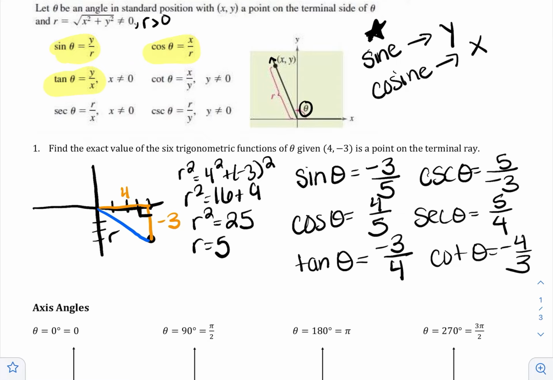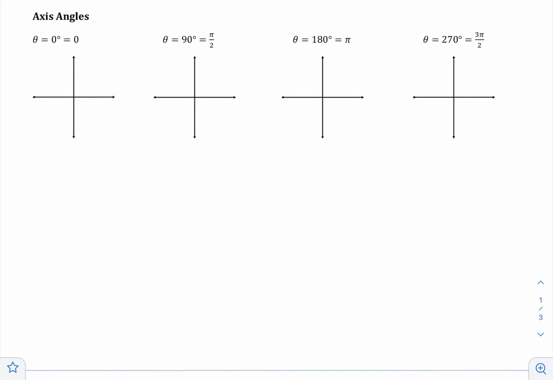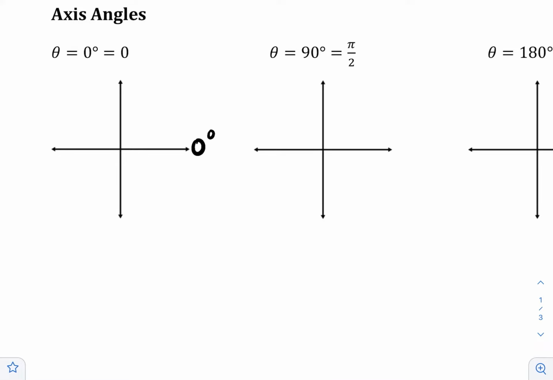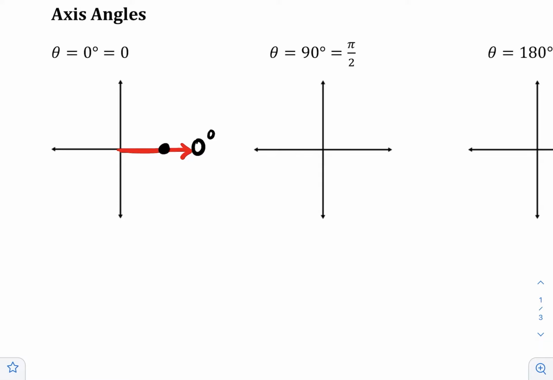Okay, so now that we have created this definition, we can evaluate our missing 4 golden angles. So we have done 30, 45, and 60, and now we can do 0, 90, 180, and 270. And we do them all very similarly. So I'm going to begin with 0 degrees. So the way that we do that is, this is 0. We're going to pick a point on the terminal ray. So if this is 0 degrees, you pick any point, but I'm going to pick as small as possible. I'm going to pick 1, 0.